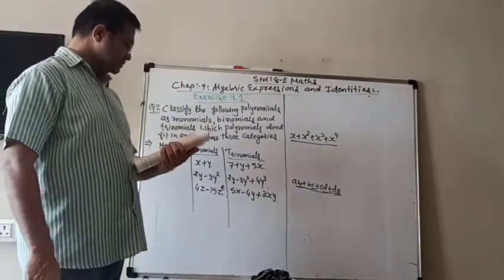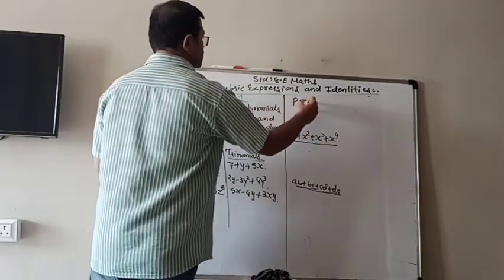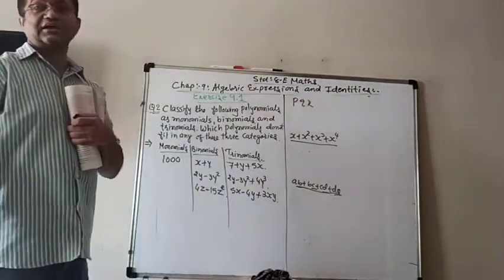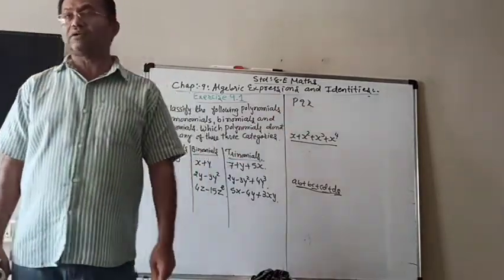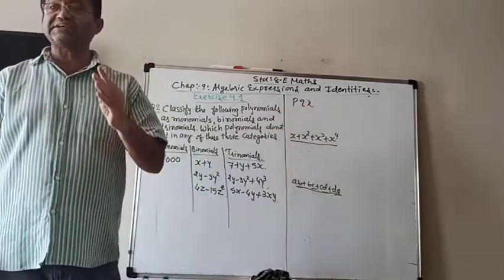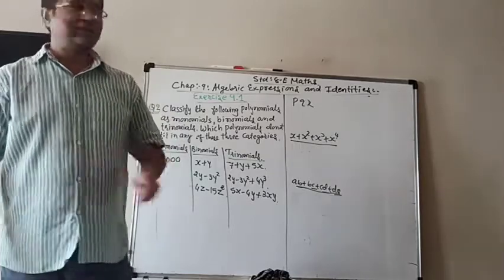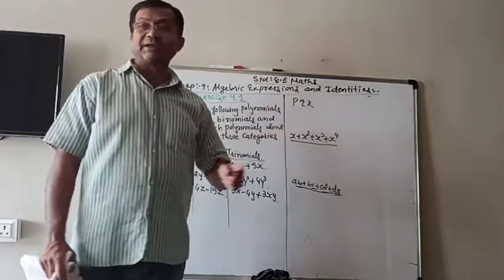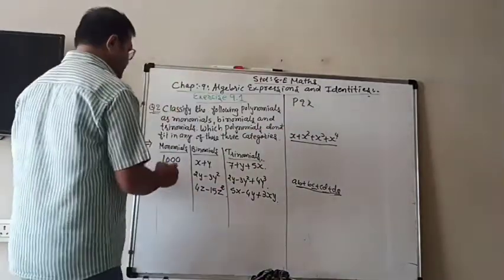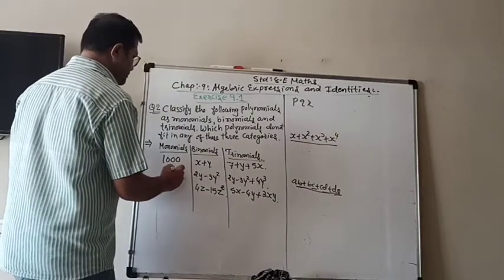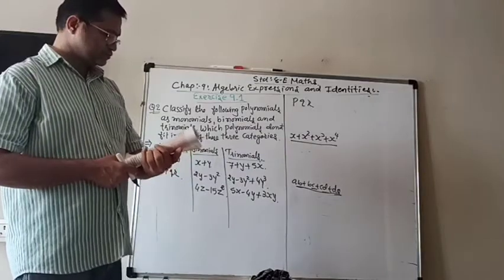Then after that, only PQR. Now generally sometimes students say that there are 1, 2 and 3, so it is a trinomial. But terms are separated only by addition or subtraction. But here they are multiplied, so it is one term. So it is only a single term. So it is a monomial. So PQR will be a monomial.